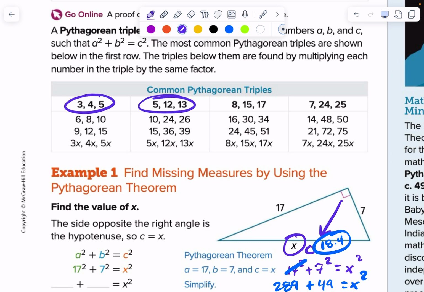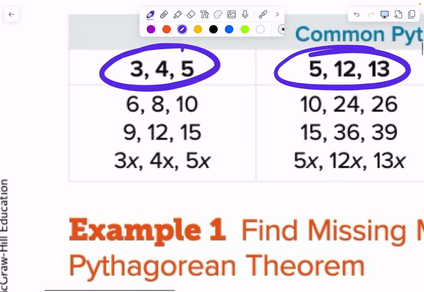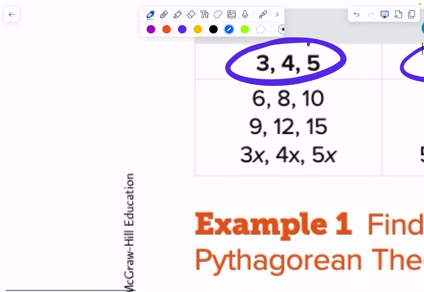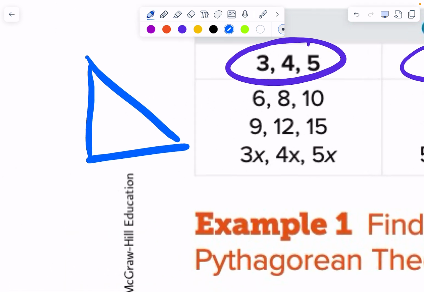Those two you will see in at least 2 or 3 problems on the ACT. They will throw that little shortcut in there. That's fine if you don't remember those. You can do the A squared, B squared, C squared, but you're going to save time if you can remember those. Now, below a 3, 4, 5, let's say we have a triangle that is a right triangle.